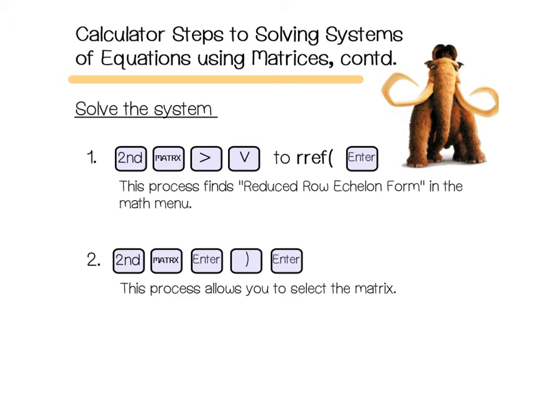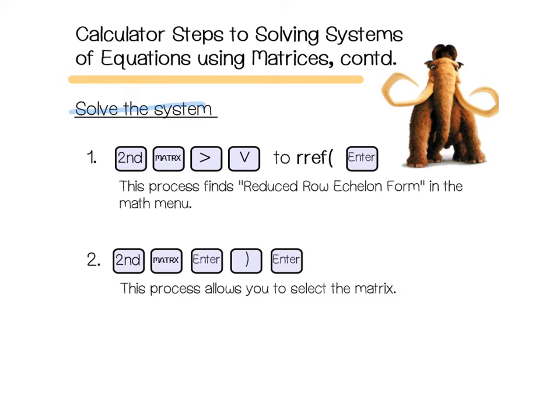Once you have your matrix entered, you're going to solve the system by using these steps. So you're going to hit second, matrix, right arrow, and then you're going to down arrow until you see rref. And this finds the reduced row echelon form. So you want to do that. Once you find that, you're going to hit enter.